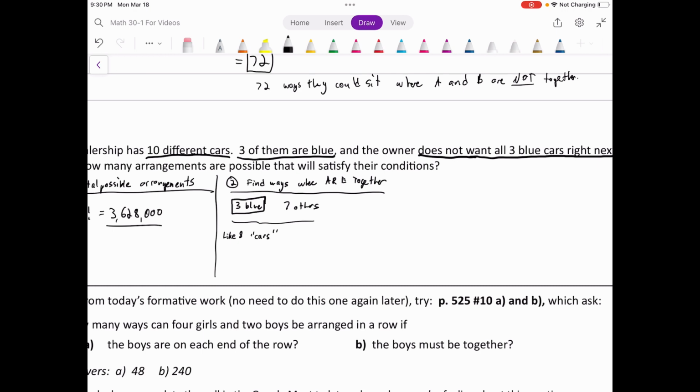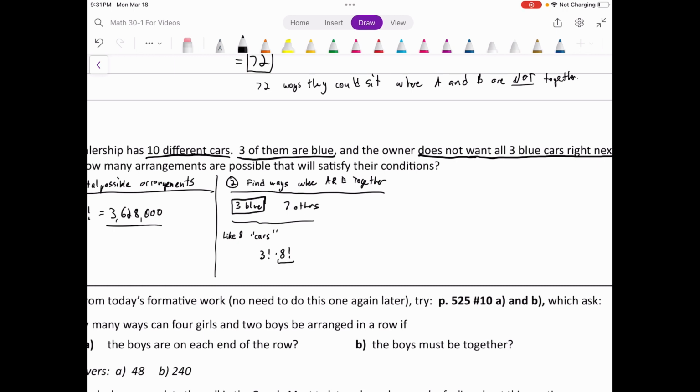Okay, it's like there's 8 cars to arrange here. Well, there are 8 factorial ways to arrange 8 objects. What am I forgetting, though, if I just do 8 factorial? Right, these 3 blue cars, okay, they're all different, so they could be arranged in 3 factorial different ways. Okay, so we need to do 3 factorial times 8 factorial.